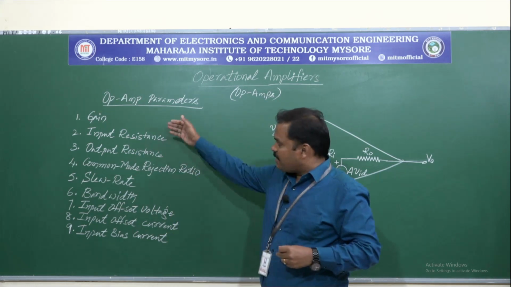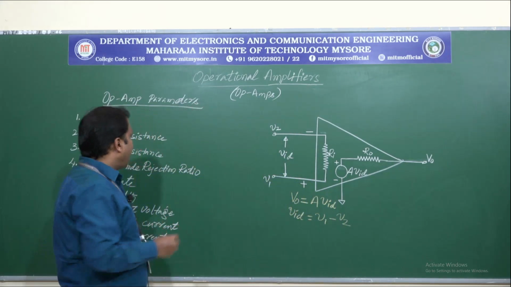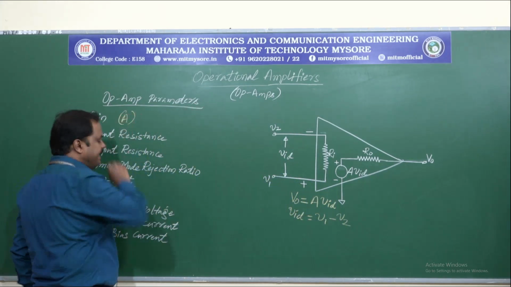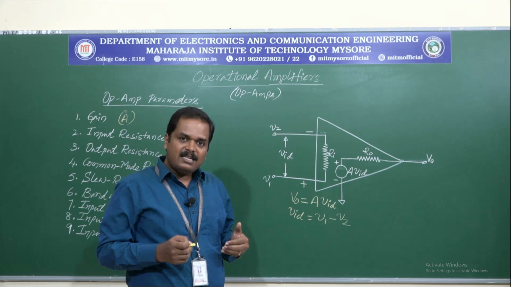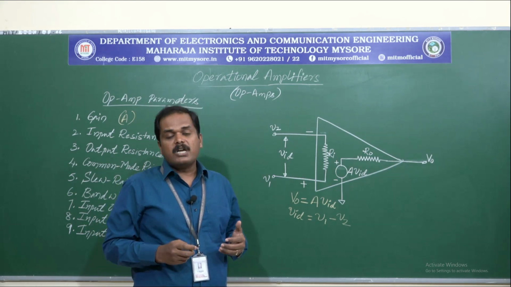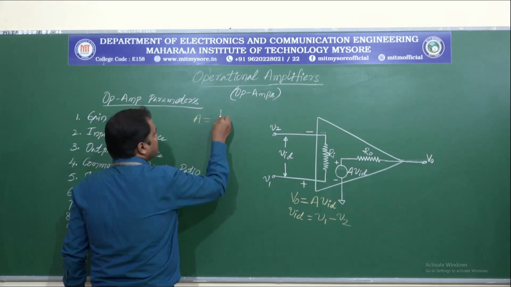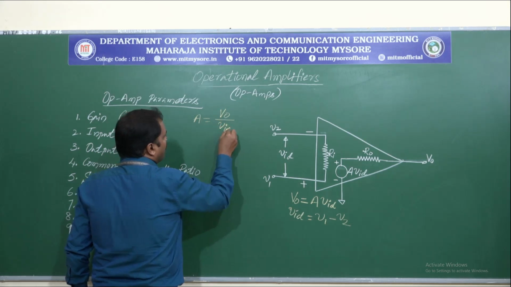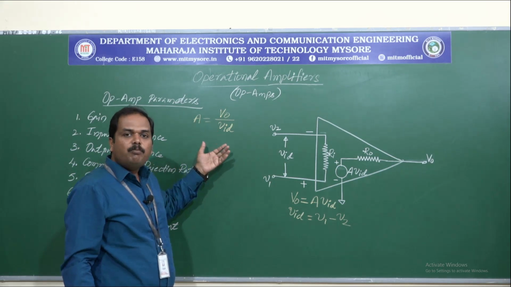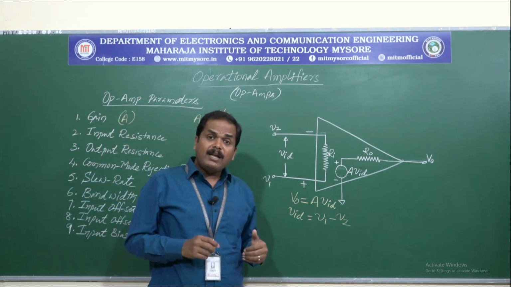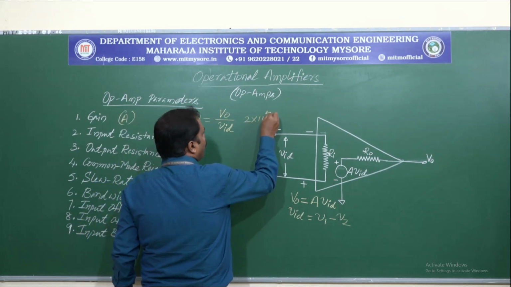Now let us get into these parameters. As listed, the very first parameter is gain, represented by A. Generally we call this the open loop gain, and this is the ratio of the output voltage to the input differential voltage. So A can be written as V0 divided by VID, where V0 is the output voltage and VID is the input differential voltage. Typically this open loop gain will be 2 into 10 to the power of 5.